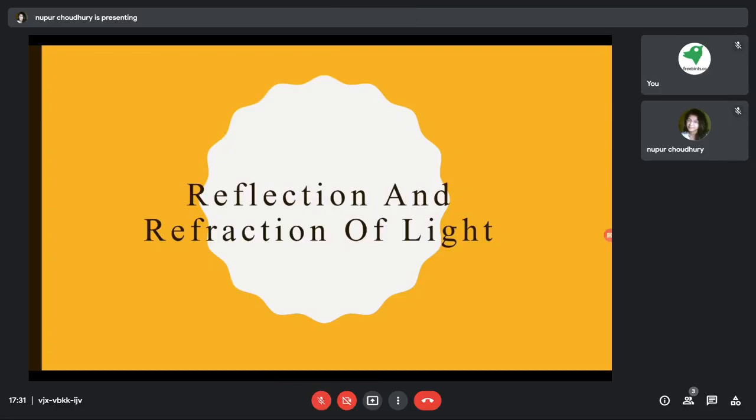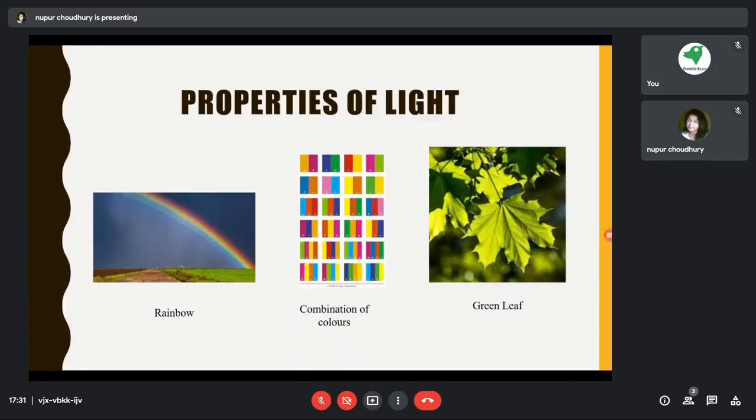Before we actually go ahead with reflection and refraction of light, we would like to discuss a few properties which light has. We'll talk about light as well, but first of all, let us talk about certain properties which we see in our day-to-day lives. If you see in the first picture, this is number one.